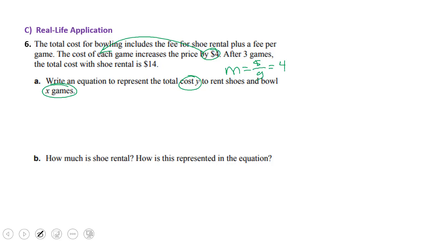And after 3 games, the total cost with shoe rental is $14. So they're giving us a point there. After 3 games, x is games, so we put 3 in the x spot. The cost with the shoe rental is $14, and we know cost is y, so we can put 14 there. Now we have a point and we have a slope.